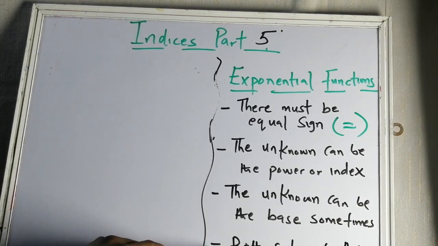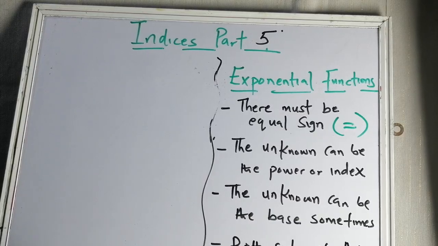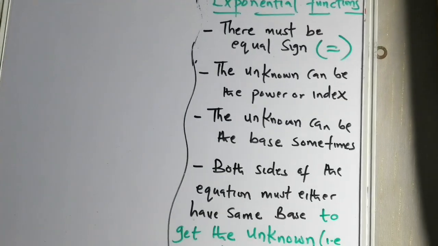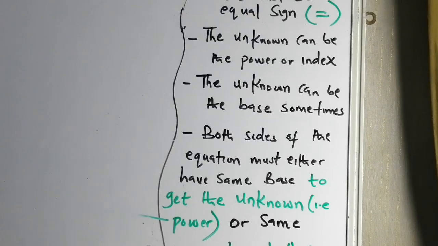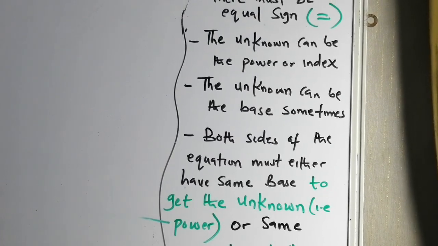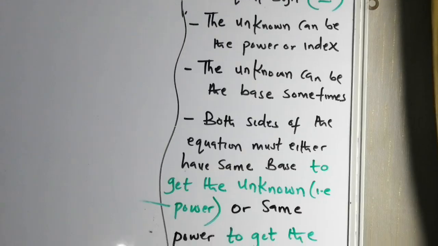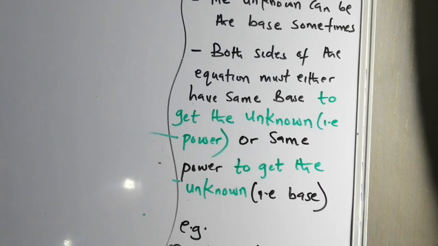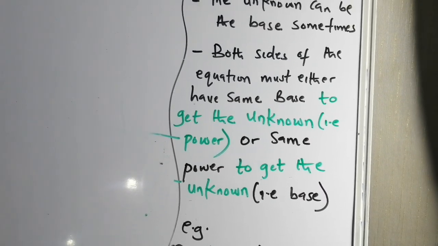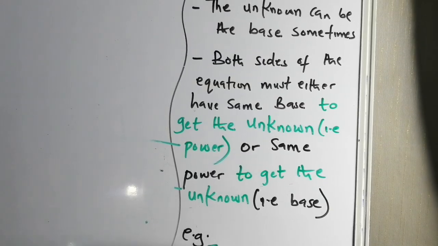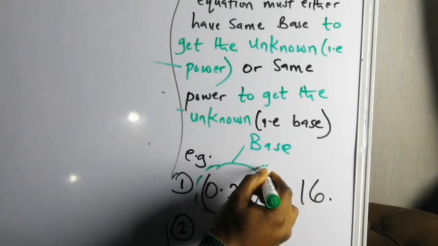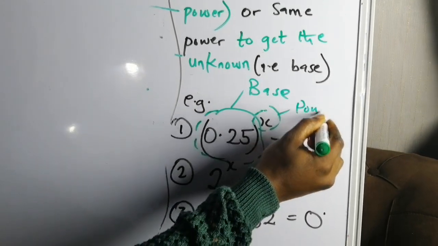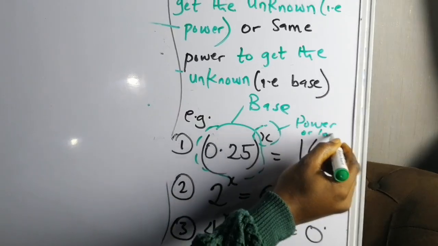So then in the last option, both sides of the equation must have the same base to get the unknown. Now if they have the same base, it means the unknown must be the power. It's just vice versa. And if they have the same power, it means to get the unknown is going to be the base. It's very simple. We'll solve questions based on that. You understand? Let me reiterate: this is what we call the base. This x here is what we call power or index.